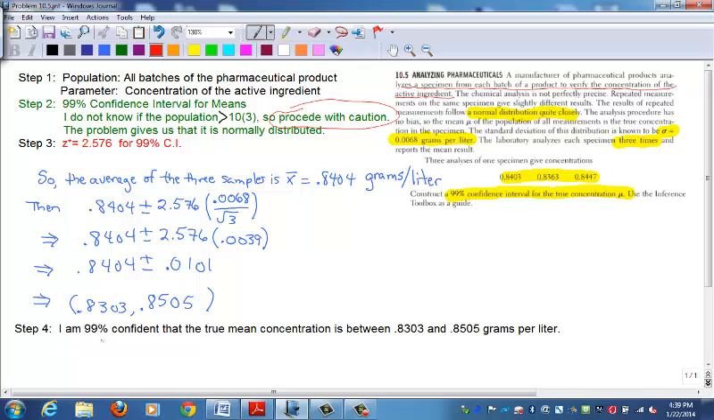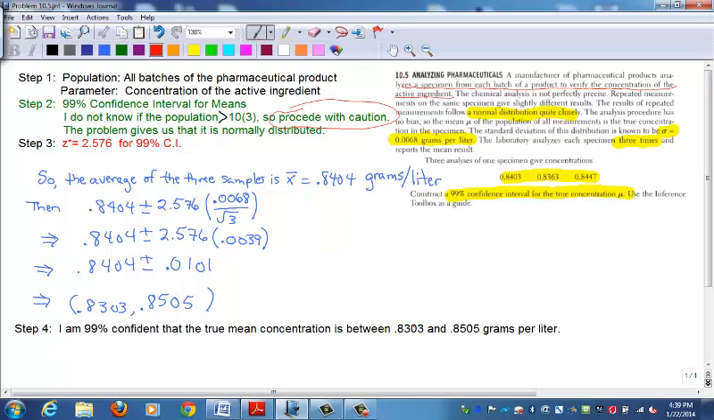Then step 4 is always going to start off with how confident you are. I am 99% confident that the true mean concentration is between 0.8303 and 0.8505 grams per liter. Now the back of the book has 0.830 and 0.851, so they've rounded it to 3 decimal places, but we're going to take it out to 4. Now, this can also be worded that 99% of the time in repeated samples this range would capture the mean. So, we don't want to really worry about wording it that way.